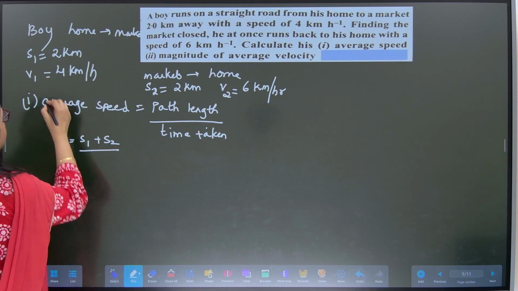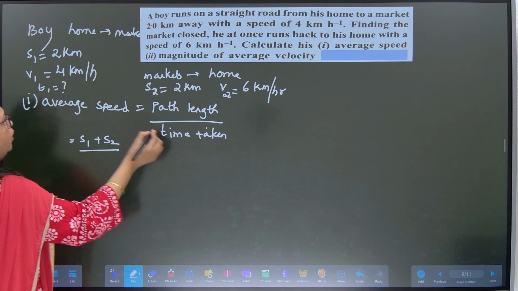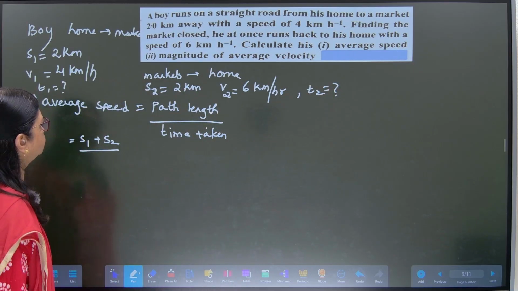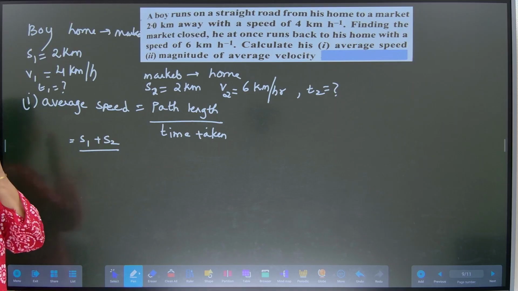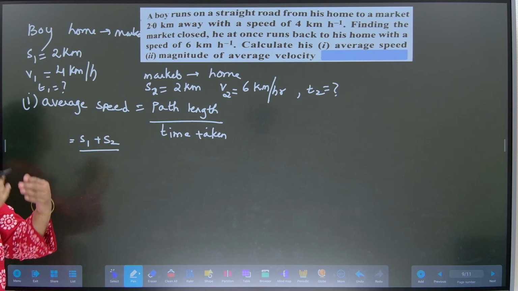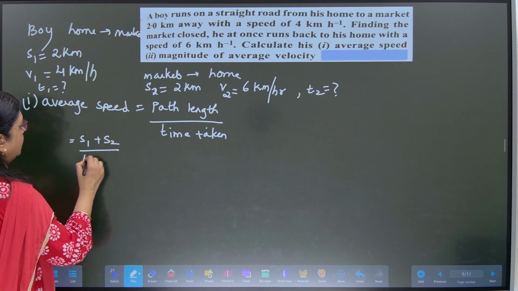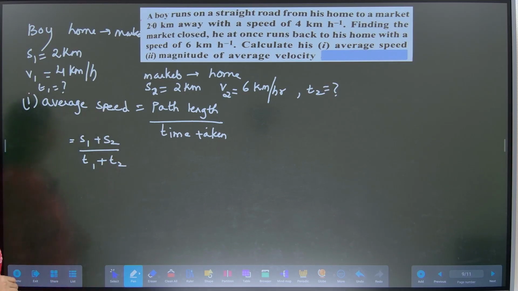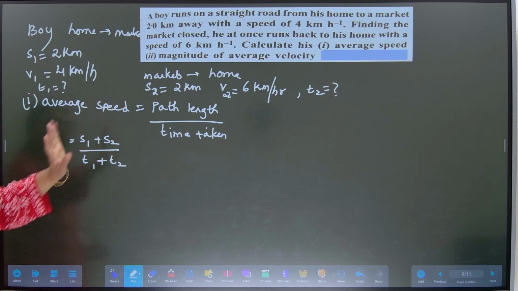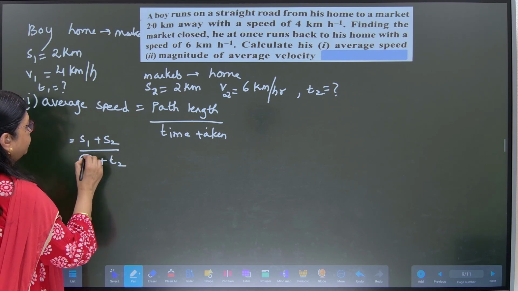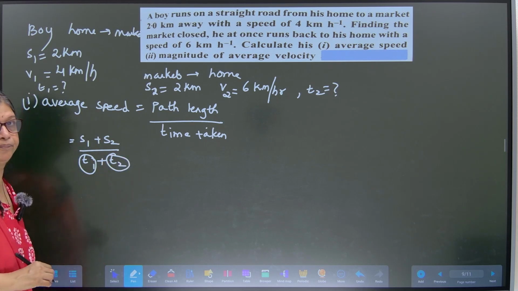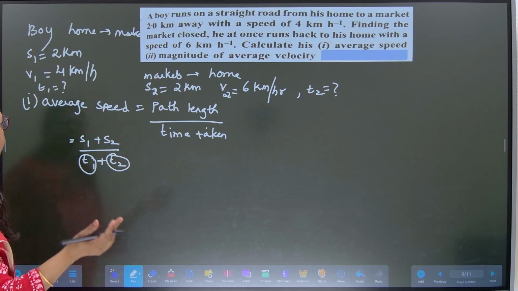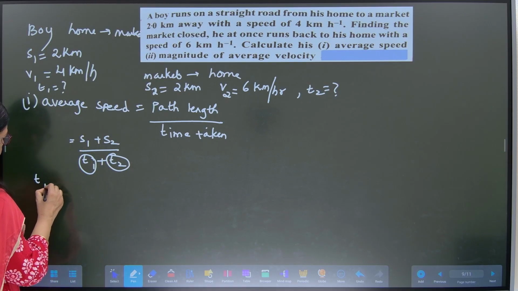What is the time taken? Let me put here T1, I don't know. Let me put here T2, I don't know. So first of all you have to understand what you are not given or you don't know. So total time is T1 plus T2. Fine. S1 I know, S2 I know, T1 I don't know, T2 I don't know. So from the given data, I will find out T1 and T2. Okay. So let me find out T1.